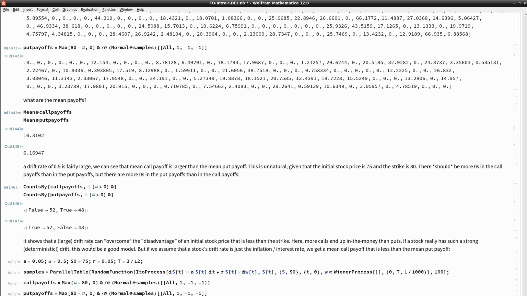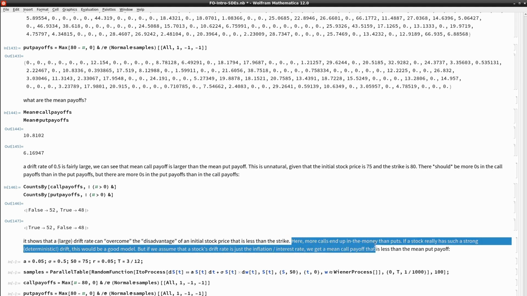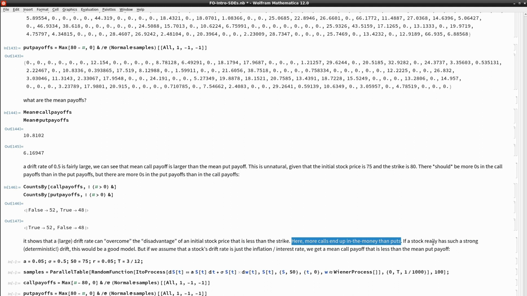Okay, so it shows that a large drift rate can overcome any disadvantage that a stock price has when it's less than the strike. And again, we're talking about the calls here. The puts, of course, have an extra advantage. So here, more calls end up in the money than puts. If a stock really has such a strong deterministic drift rate, this would indeed be a good model.